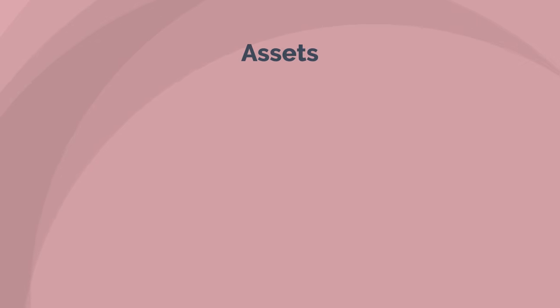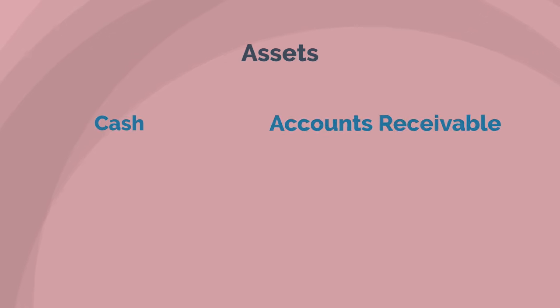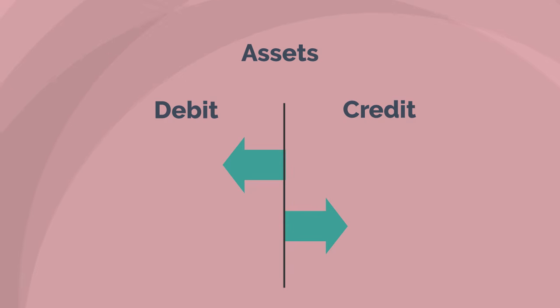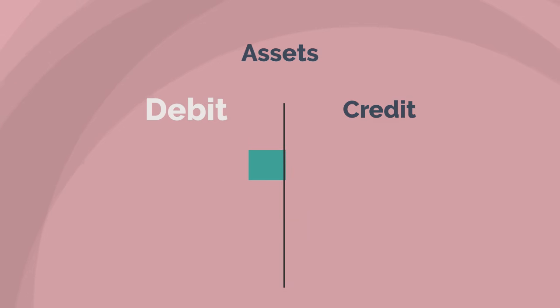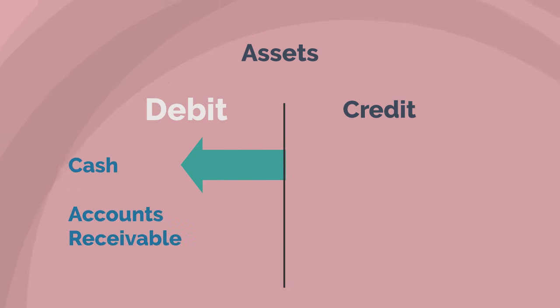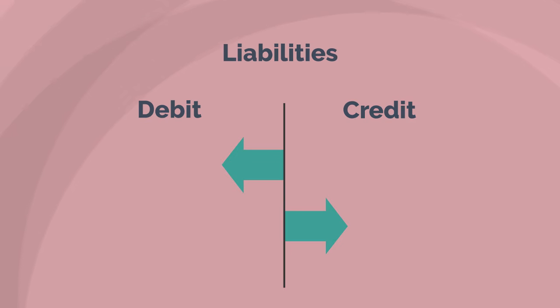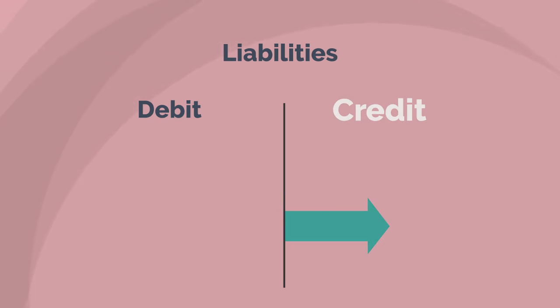Asset accounts include accounts like cash, accounts receivable, prepaid expenses, inventory, and other assets the firm holds. All of these accounts will generally have a debit balance as a company accumulates cash, accounts receivable, and other assets during the period. On the other hand, liability accounts generally have a credit balance.